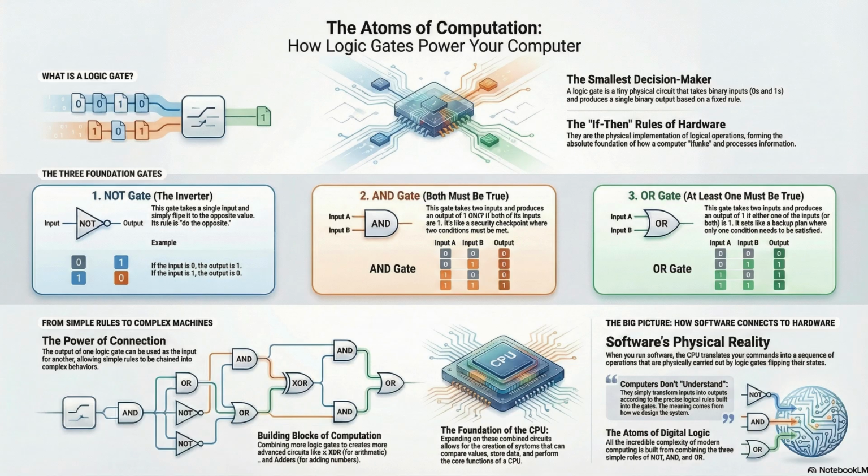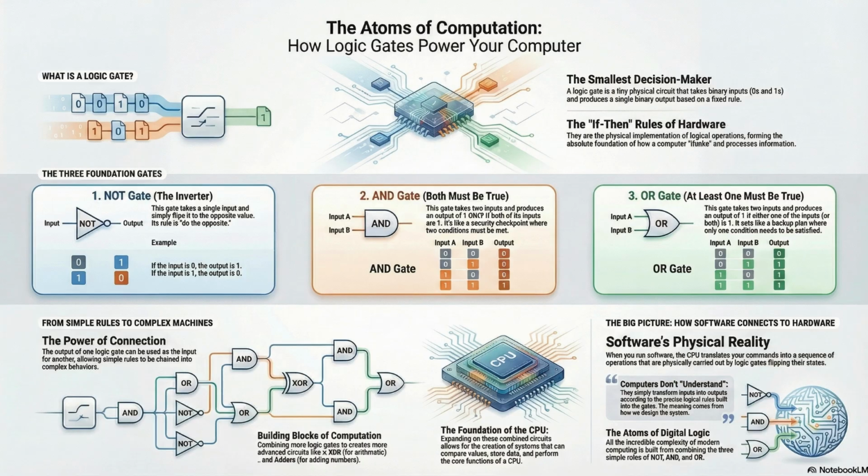It is. So now we have our 3 atoms: NOT for inverting, AND for consensus, and OR for redundancy. They seem so simple, but now we're at that big question. How do these three basic ideas build a modern microprocessor? And that takes us right into section 2. This is where we see the power of just connecting them together. The magic really is in the chain.